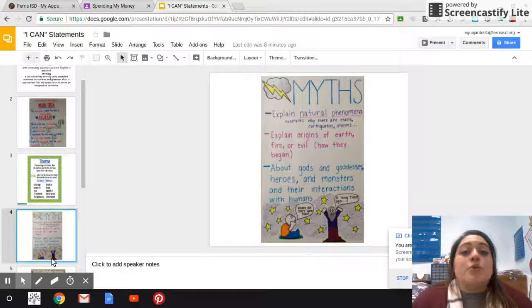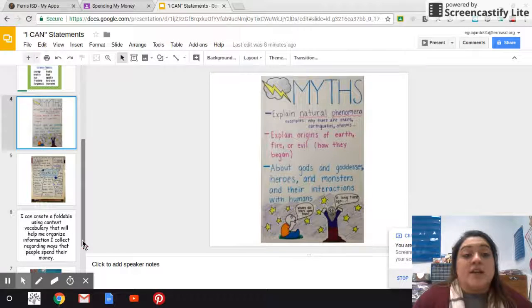It says myths explain the origins of earth, fire, or evil, how they began or how they came to be, such as the sun, earth, and fire or evil. Another thing about myths is that they are about gods or goddesses: female gods, male gods, heroes and monsters, and their interactions with humans. That's myths. So our next one is folktales.